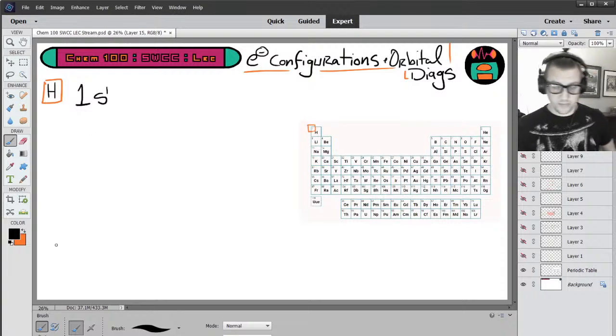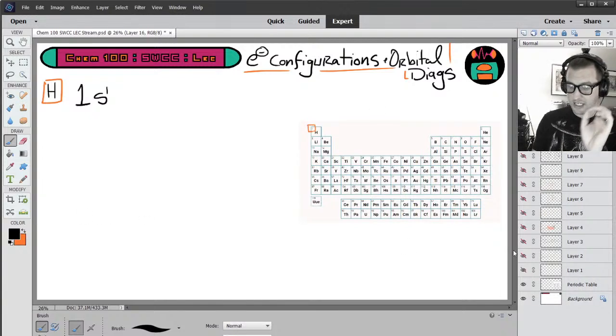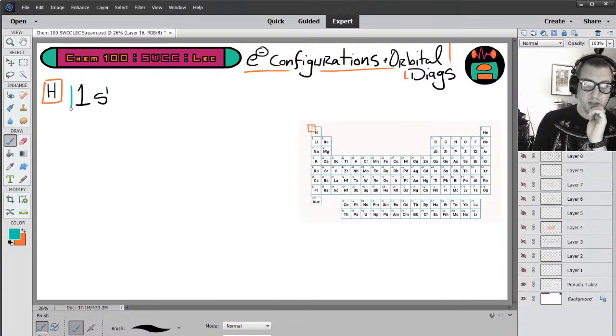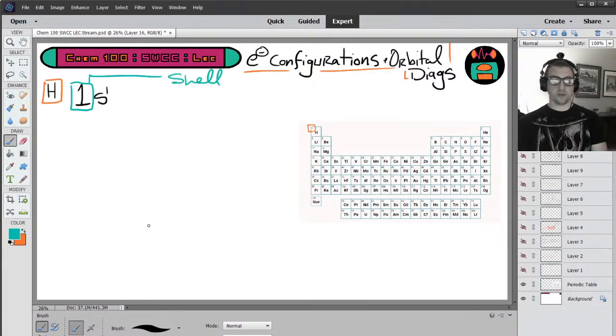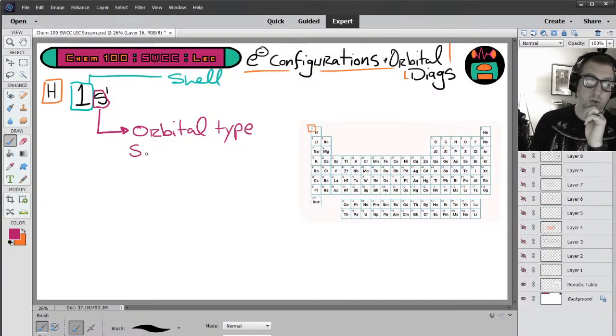Now, I'm going to break this down for a second here. I'm going to tell you what these numbers mean. First off, this leading number right here tells you the shell that the electron's in. So that big one in front tells you first shell. This S symbol right here tells you the orbital type that the electron is housed in. The orbital type is often called the subshell.